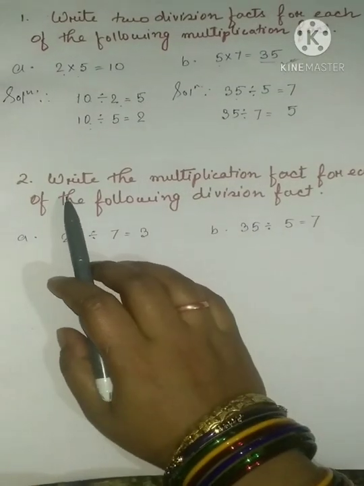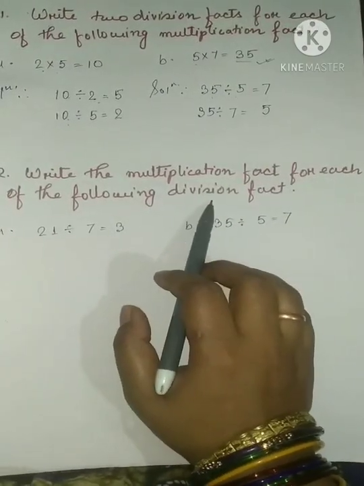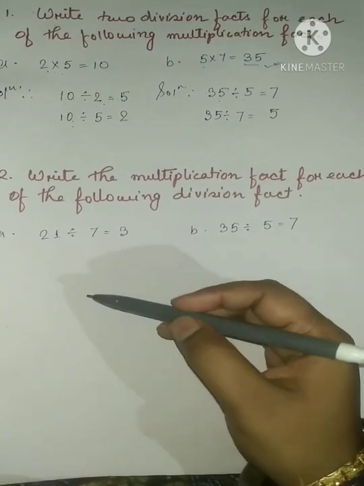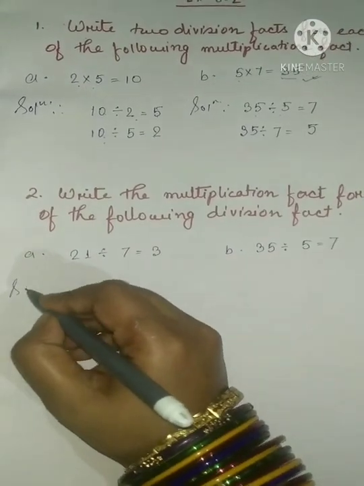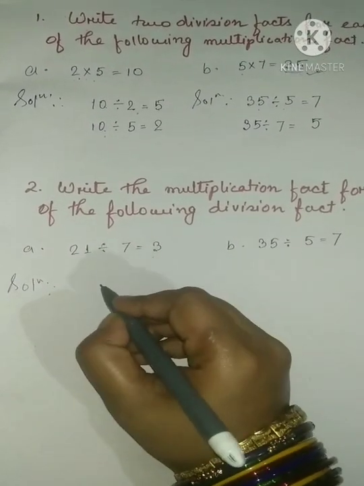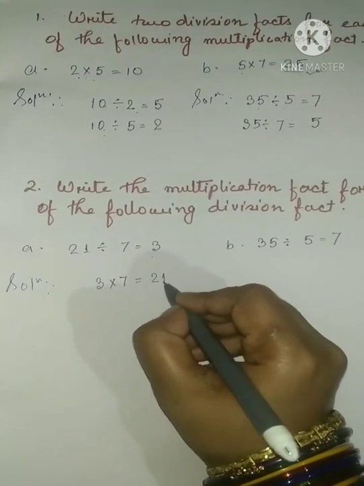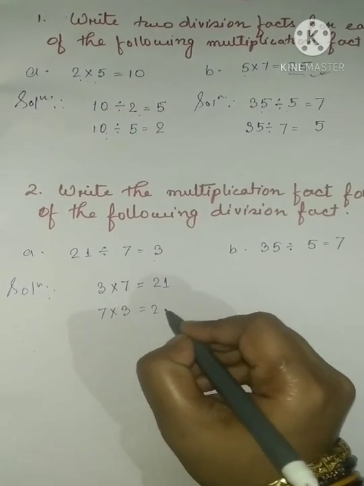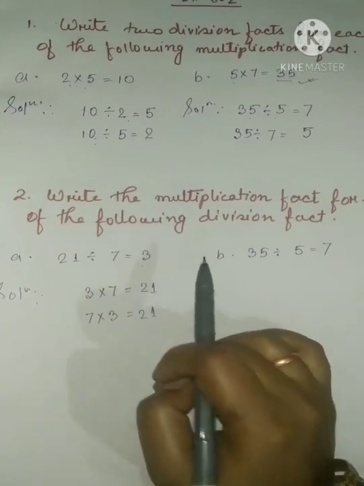So now we are going to show you question number 2. Question number 2 is given. Write the multiplication fact for each of the following division facts. So here the division fact is given, we have to write the multiplication fact, opposite to question number 1. So what will we write? At first we will write 3. So 3 7s are 21, and here 7 3s are 21. So these are the 2 multiplication facts.